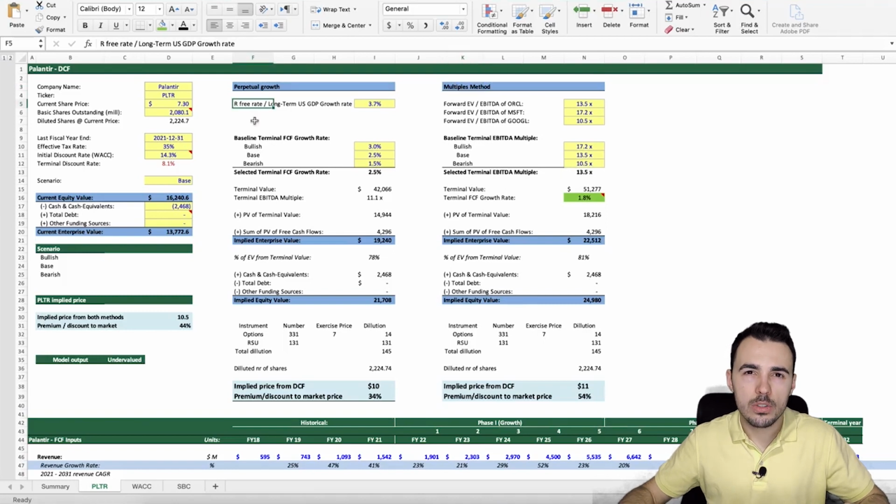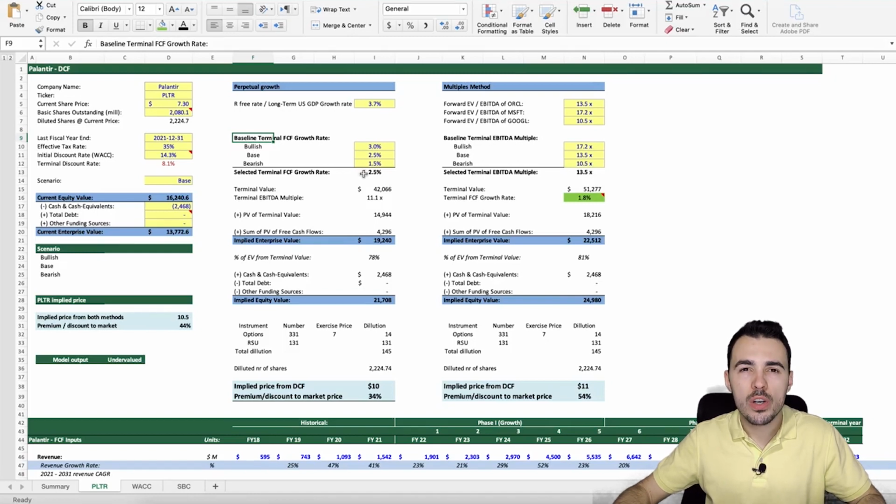The last element for a good free cash flow analysis is the terminal value. The terminal value is calculated using the terminal year free cash flow, which we can see right here, by being discounted with the difference between the terminal discount rate and the selected terminal growth rate. The perpetual growth rate is the growth rate that we assume that the company will grow in perpetuity. A very good proxy for the perpetual growth rate is the US GDP growth rate or the risk-free rate.